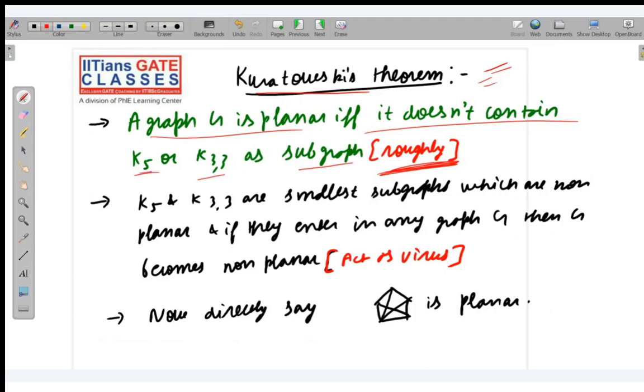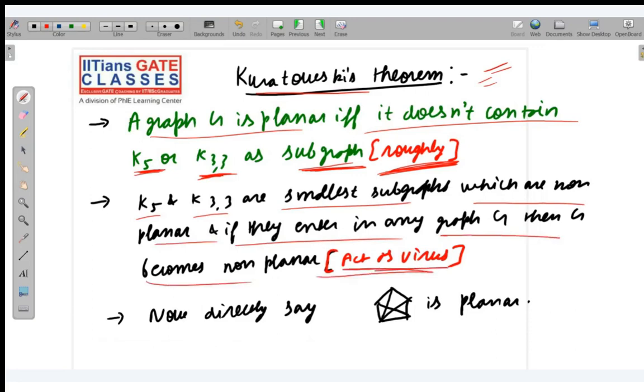Subgraph, actually, don't worry about subgraph. You simply say that the graph should not contain K5 or K33 in it. That's it. K5 or K33 is just like a virus. If it is present in the graph, it will simply destroy it and it will say it is not planar. You can think like that. I have written here, see this, K5 and K33 are the smallest subgraphs which are non-planar, and if they enter any graph G, then it becomes non-planar. That means they will act like a virus.